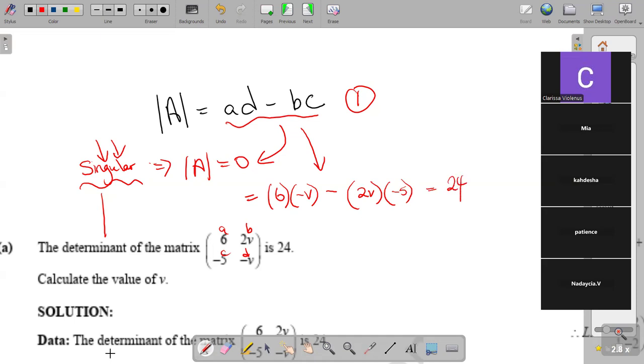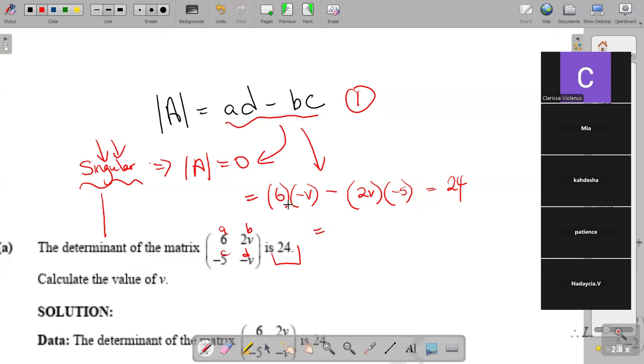It didn't say singular. I was just teaching you what singular means. If they had said singular, then it would have equaled 0. So apologies, this example gave us an answer. It says 24. If they had said singular, then you'd have put it to 0. Clear, right? All right, so let's go from here.